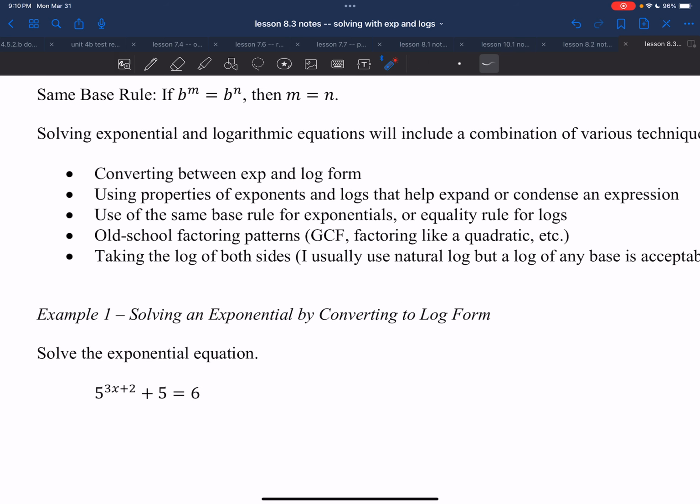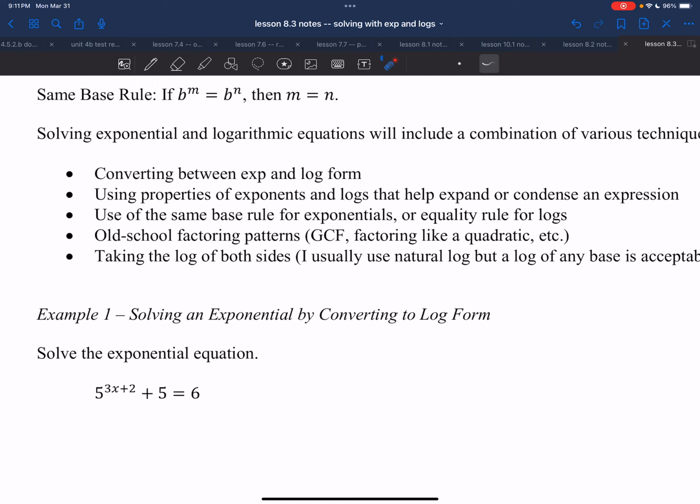We're going to do a few different techniques in this video. Some questions you can use certain methods for. It just depends on the problem. So the first is the most basic one, which is converting between exponential and log form. You've practiced solving for inverse functions already in the first lesson. That's just that again. Number 2 is using properties to change expressions, which might help us solve. And then what's called the same base rule, we're going to use that.